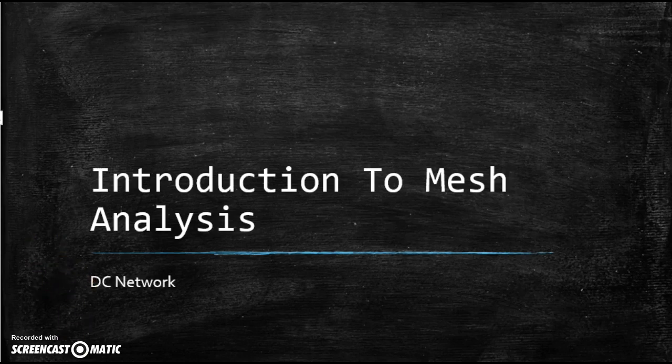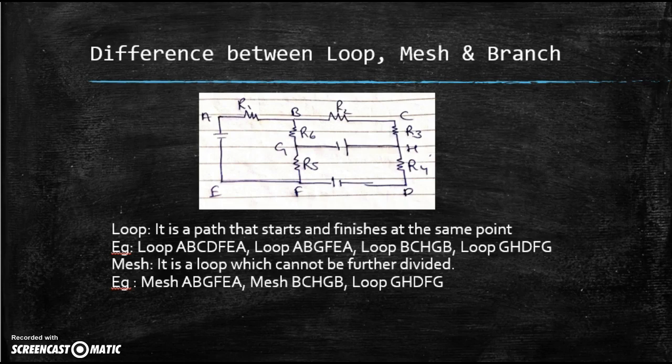Okay, now in the next part we'll just see what is the difference between a loop and a mesh. Basically, I've written a definition here. A loop is a path that starts and finishes at the same point. It means that it starts from point A and it should end at point A.